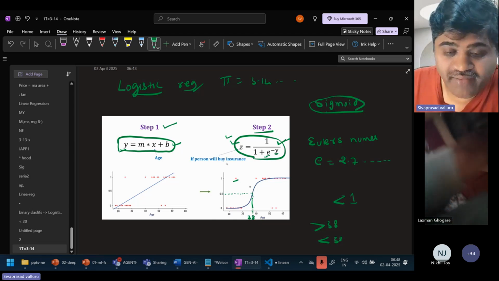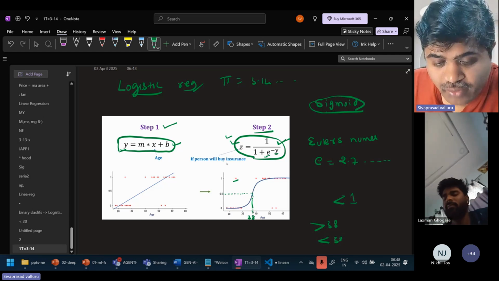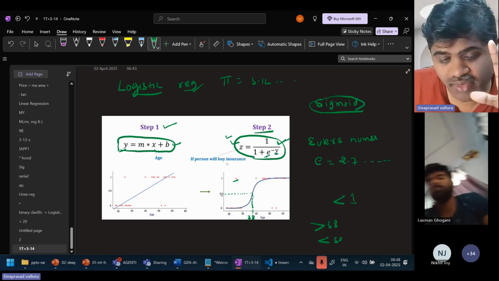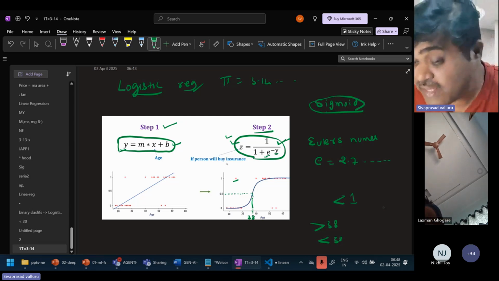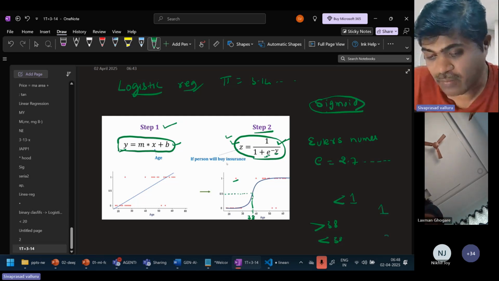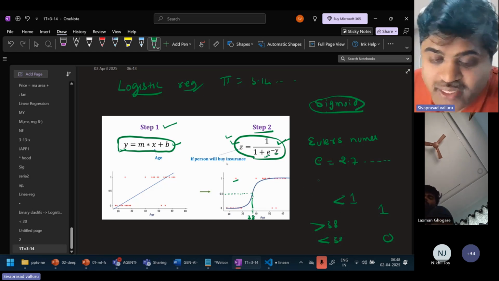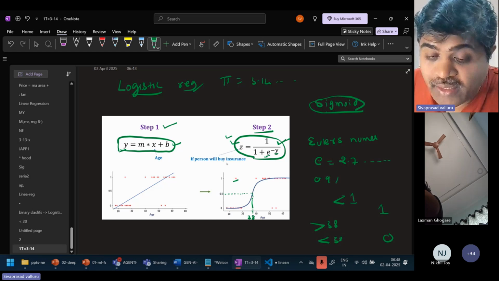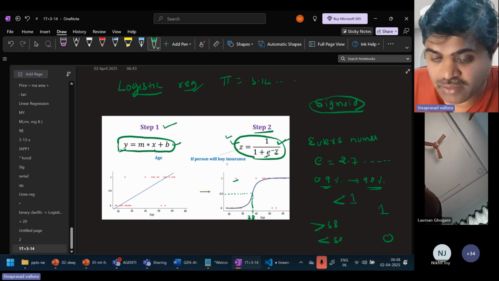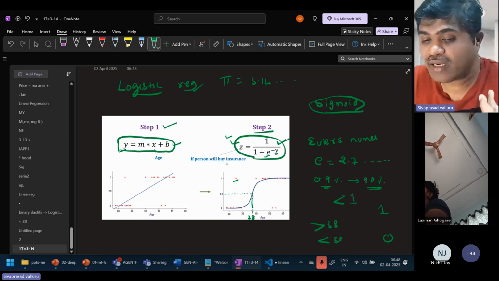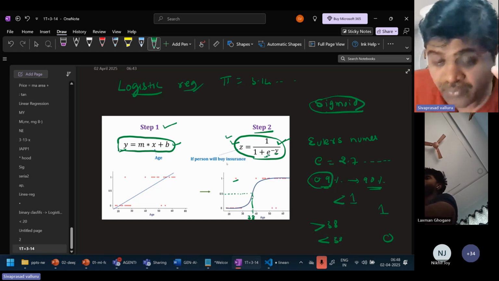Once we have this, if we draw a line at 0.5, then according to logistic regression, if the predicted value is greater than 0.5, I'll consider that value as 1, else 0. You can think of this as a probability. Suppose the value is 0.9, you can think that it is giving 90% confidence that a person will buy an insurance. Whether he'll buy an insurance or not is different, but this is giving me the probability. 0.9 means 90% confidence that this person will buy an insurance.